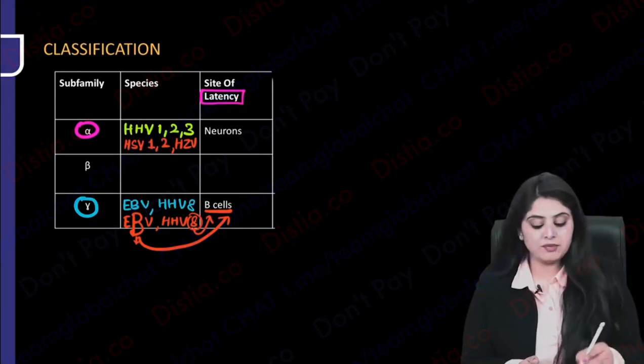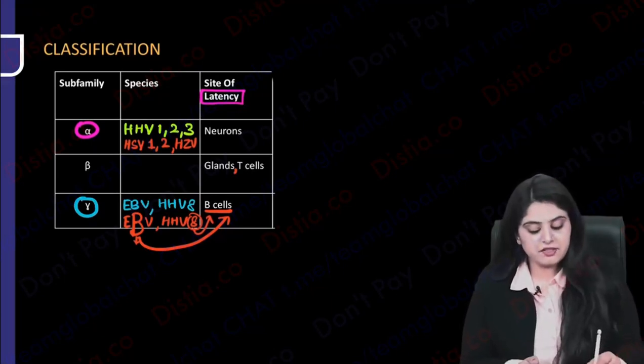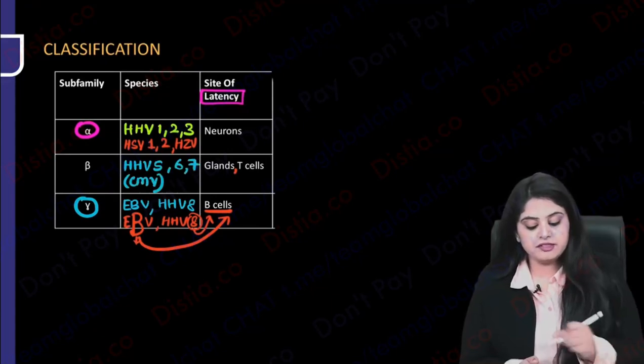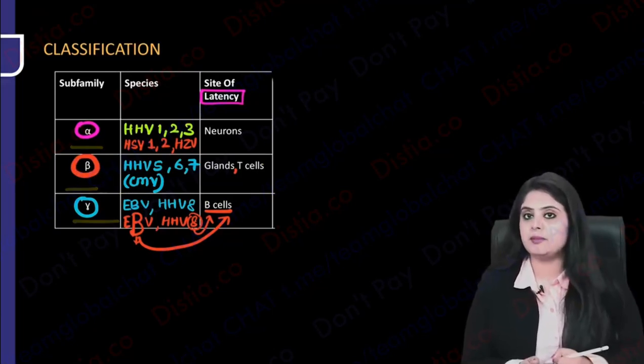Now what is left? The T cells are left, who are going to go to the glands and the T cells. The numbers that are left are 5, 6 and 7. So human herpes virus 5, which is nothing but cytomegalovirus, along with 6 and 7, are going to go somewhere in the glands and T cells and they are said to be the beta variety. So simple, we have alpha, beta and gamma subfamilies.